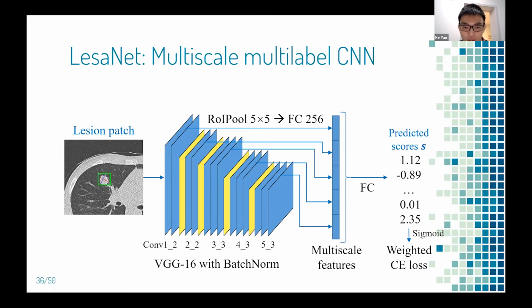This is the multi-scale, multi-label CNN structure, which is based on the VGG backbone.